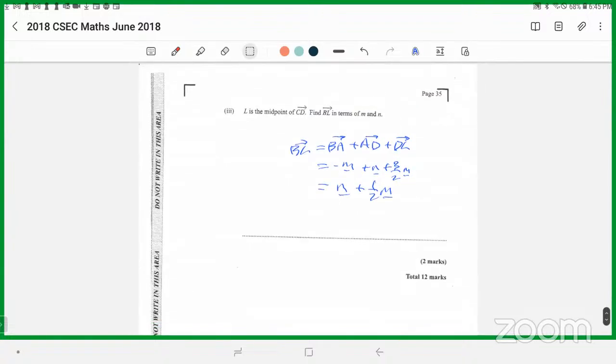How long are we going now? Started at what time? We're not going 2 hours yet. Just 6:45 now.